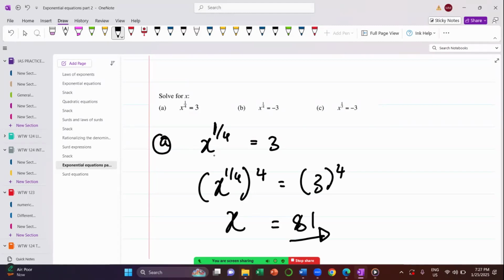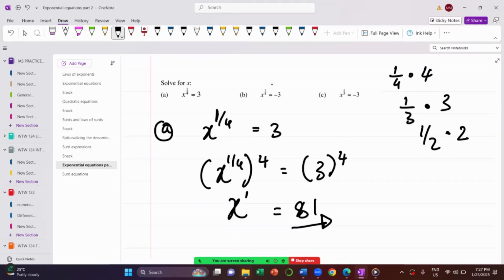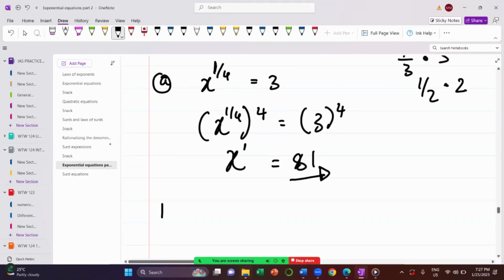So for me to get an exponent of 1 here, if I have 1 over 4, what must I multiply 1 over 4 by so that I can get 1? I must multiply it by its reciprocal, which is 4. If I have 1 over 3, I must multiply it by a 3. You guys get the trend? 1 over 2, I multiply by what? By 2. Do you see? Okay. You guys are smart people.